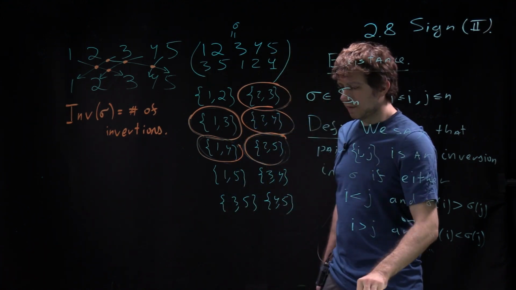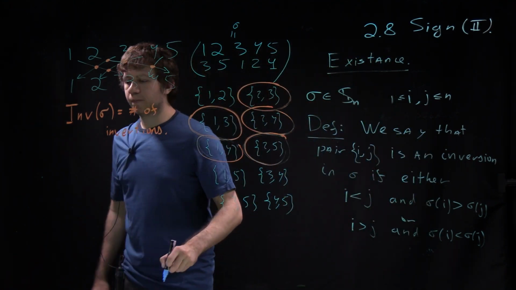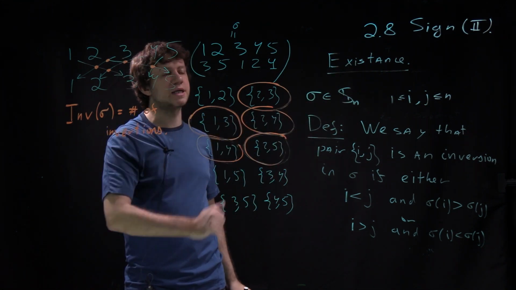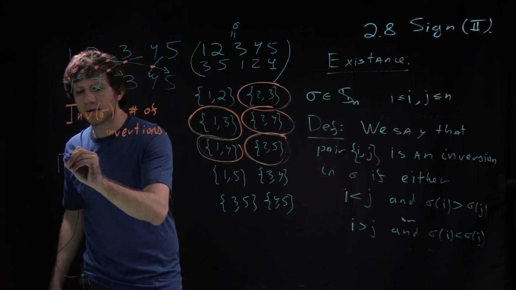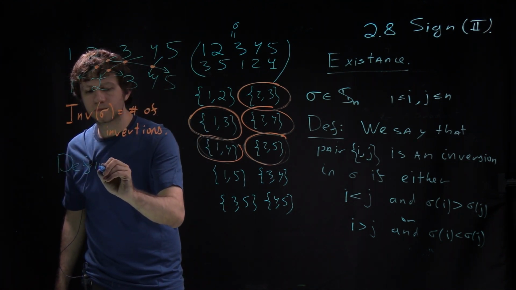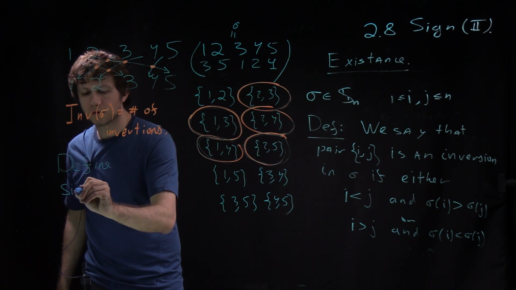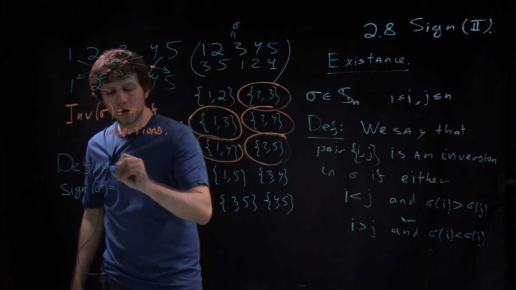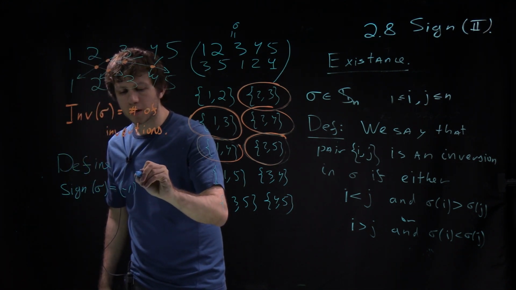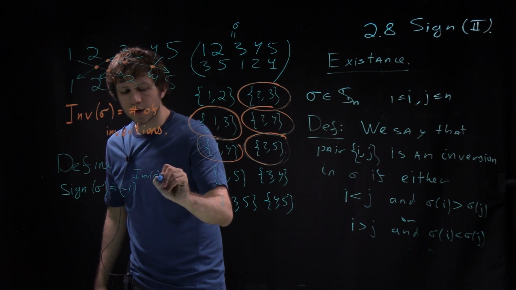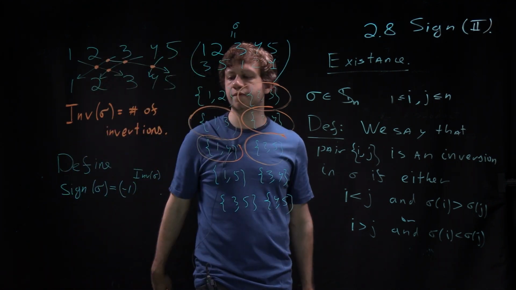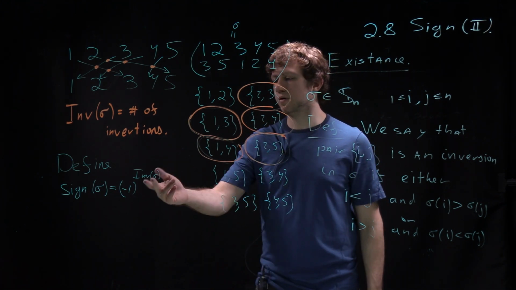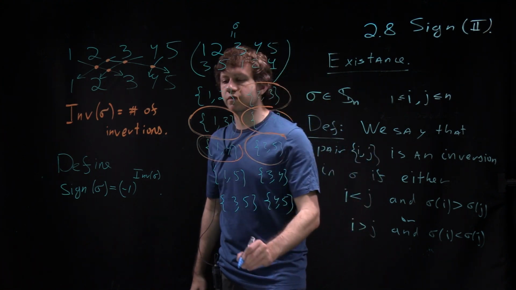Okay, so now I'm going to give the following definition. Remember, I'm proving existence, so I just need to say what my sign is. So define sign of sigma equal to -1 to the power of the number of inversions. So what it means is, it will be -1 if the number of inversions is odd, and 1 if the number of inversions is even.